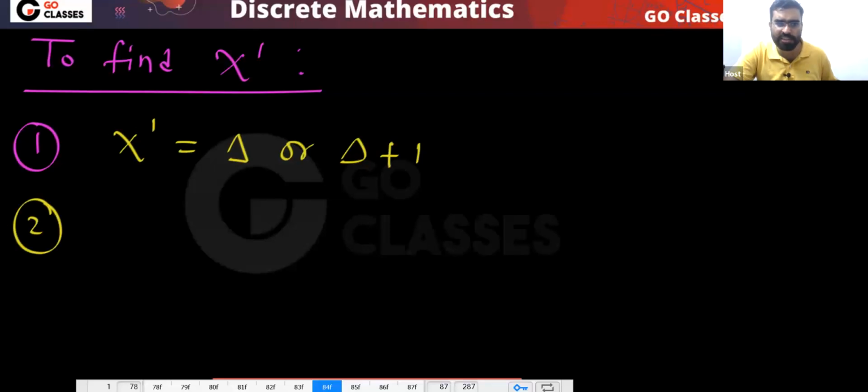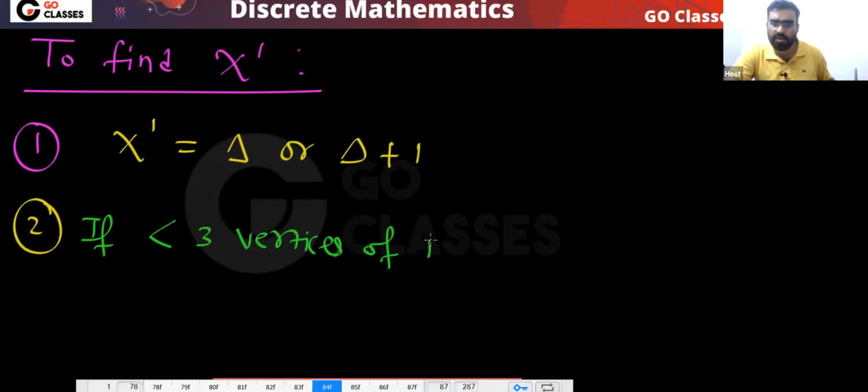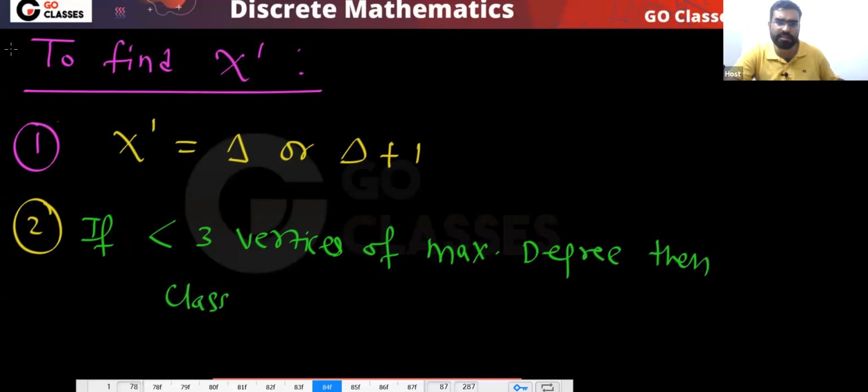The second thing you will check: if there are less than 3 vertices of maximum degree, then class 1. Class 1 means chromatic index will be equal to delta.